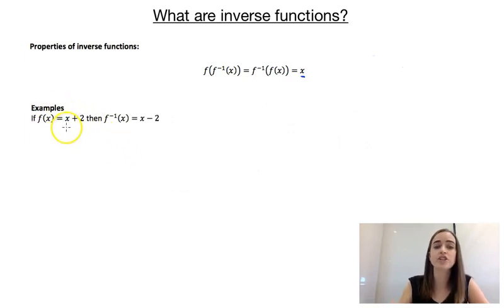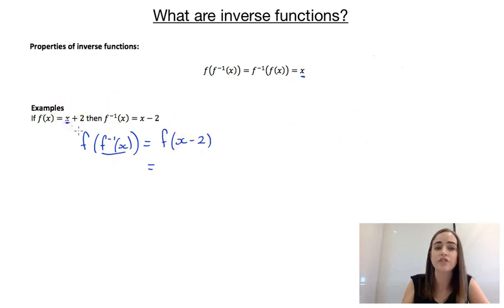If our original function is x plus 2, then its inverse is x minus 2. So we can use either of these because they mean the same thing. But if I do f of f inverse of x, then that's going to be f of, well, the f inverse of x, this whole bit in the bracket, is my x minus 2. Now, if I want to find f of x minus 2, then everywhere there was an x in the original function, I'm going to replace that with an x minus 2. So I'd have x minus 2 plus 2, which will just give me x.